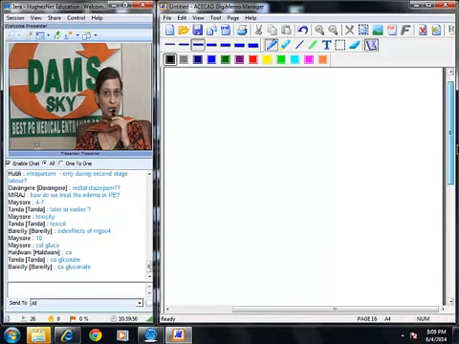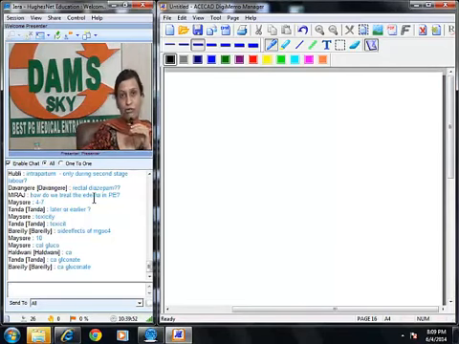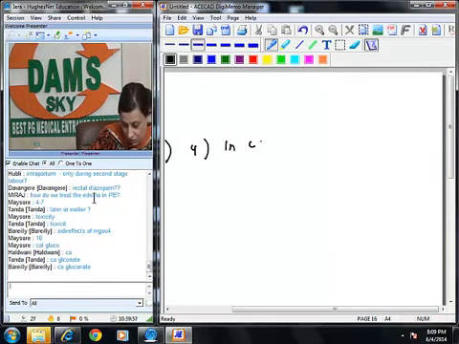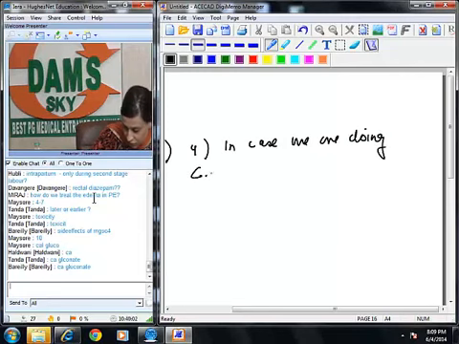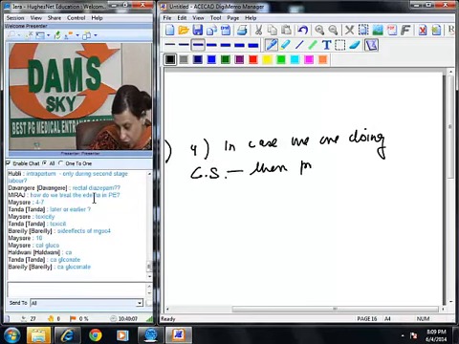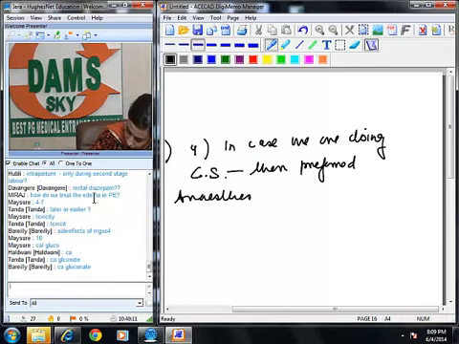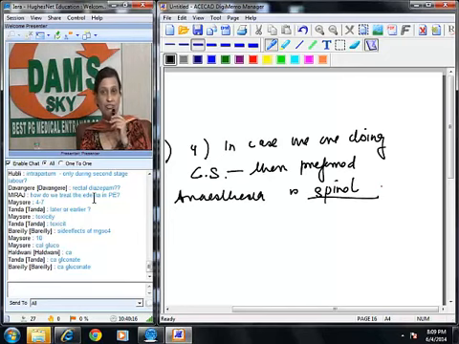Then I said the preferred mode of delivery is vaginal. The fourth important point is, in case we are doing cesarean section, then the preferred route of anesthesia is spinal. So it is not GA. The preferred route of anesthesia for these patients is spinal anesthesia, right?